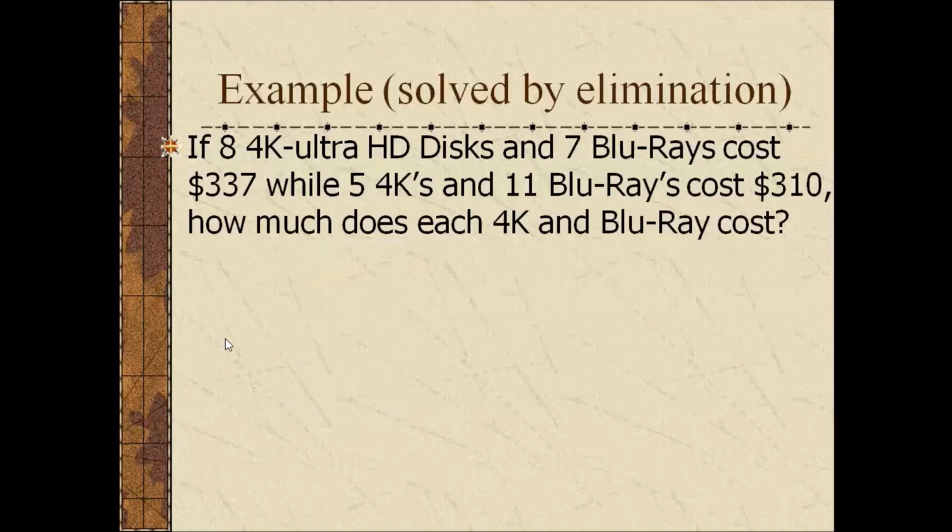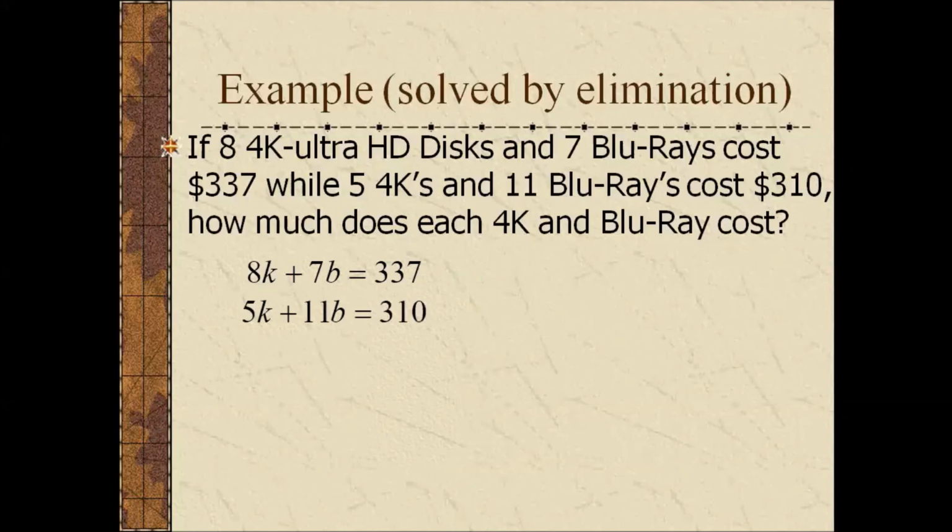I'm going to use K for the cost of a 4K disc and B for the cost of a Blu-ray disc. As I read the first sentence, I see that it says 8 4K discs and 7 Blu-rays cost $337. That's the first relationship that's going to give me an equation. I'll write 8K plus 7B equals 337. On the left side is one way of representing the cost of all the discs. On the right side is another way of representing the cost of all the discs. I continue reading and see that 5 4Ks and 11 Blu-rays cost $310. We'll set this equation up as 5K plus 11B equals 310.